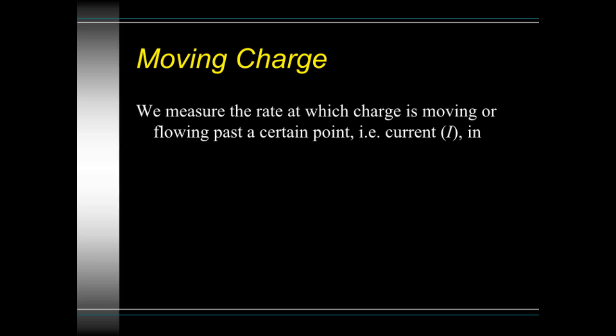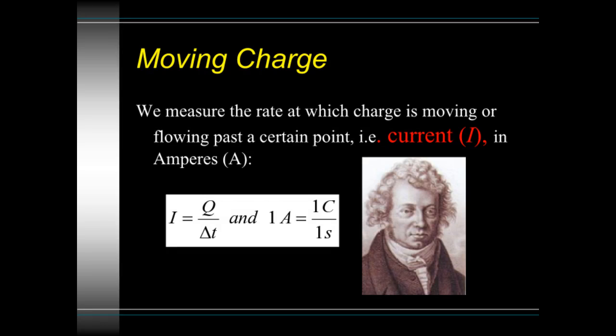We measure the rate at which charge is moving or flowing past a certain point as electrical current. Current has a symbol capital I, in unit of ampere, or amps. Since current is the rate of flow of charges, we can come up with an equation as you can see here. Current is charge per change of time. I equals Q over t.